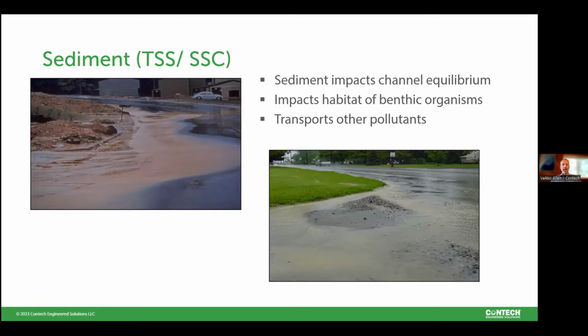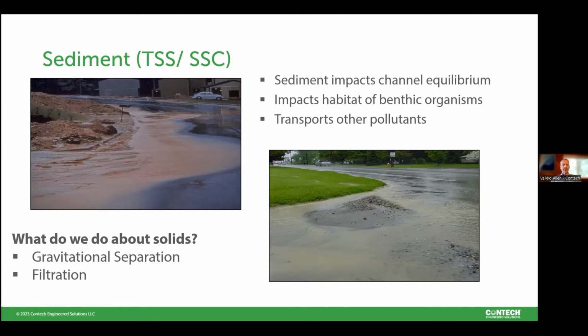So we have some standards for sediment. And some treatment technologies, which we'll talk about later. The 2 primary ways that remove sediment are through gravitational separation, which is, think about ponds, or we'll talk about hydrodynamic separators, or filtration.